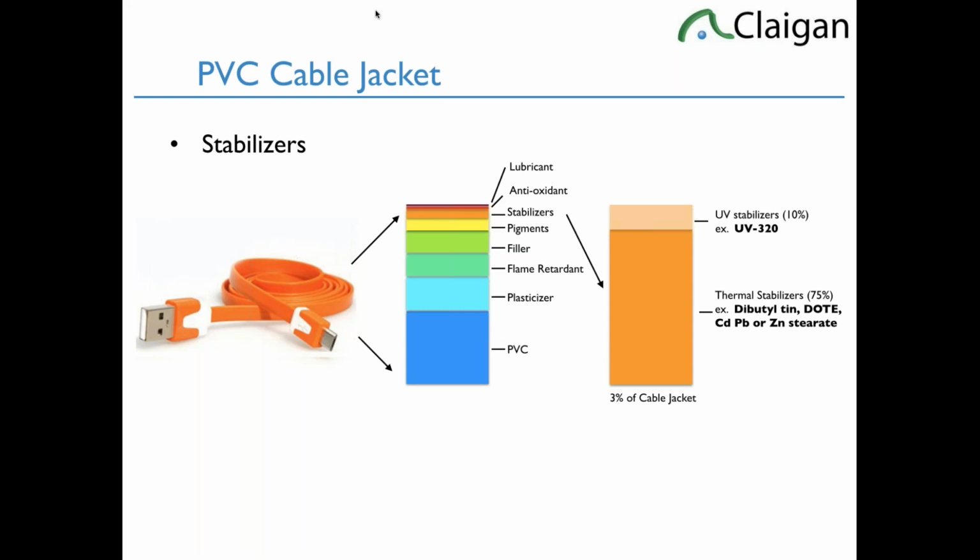Your hookup wire has been slowly getting away from it. We used to see lead in hookup wire all the time. And that was the main RoHS non-compliance for hookup wire. It was the lead in the PVC, not solder. It's the lead in the PVC itself, and that's because it's a very effective thermal stabilizer.